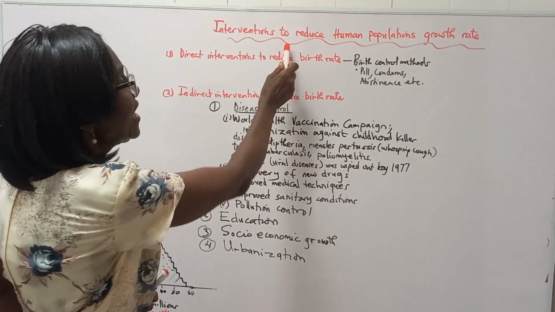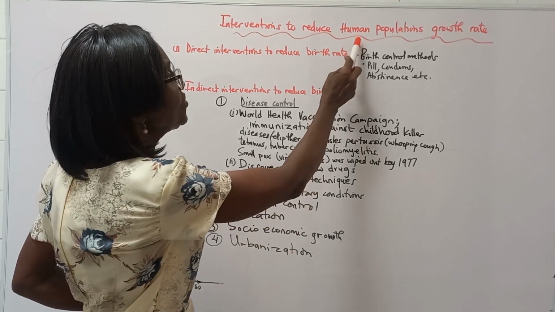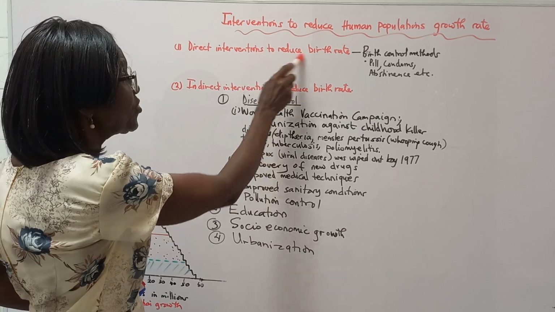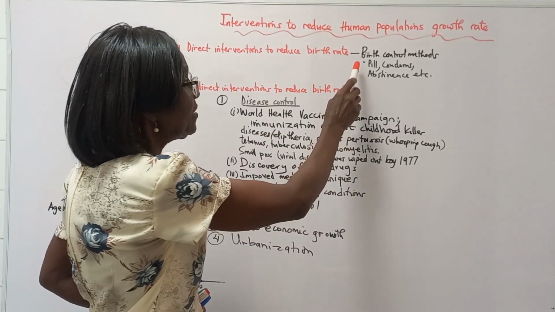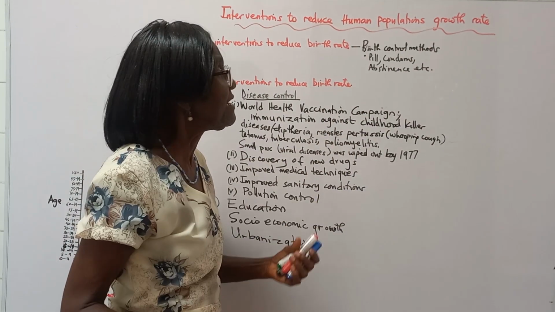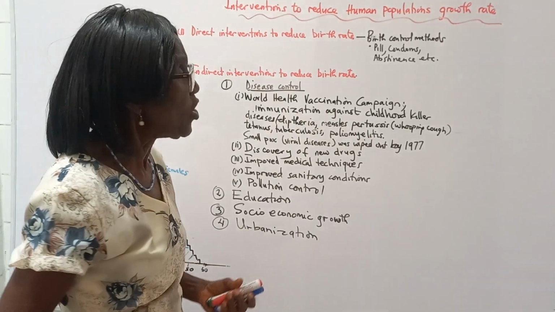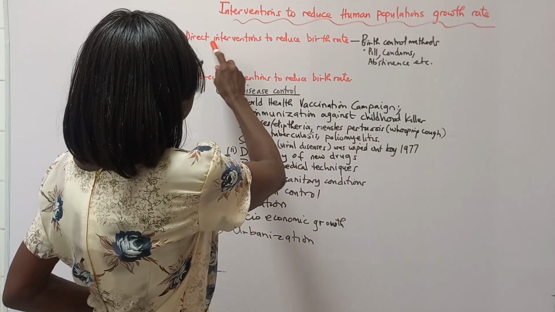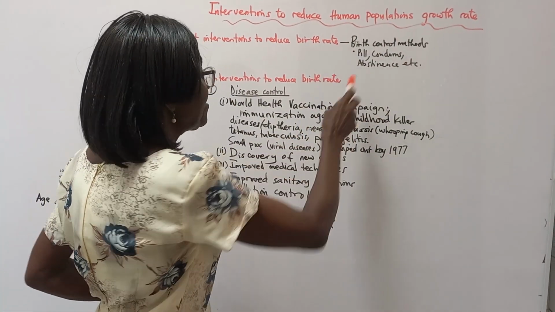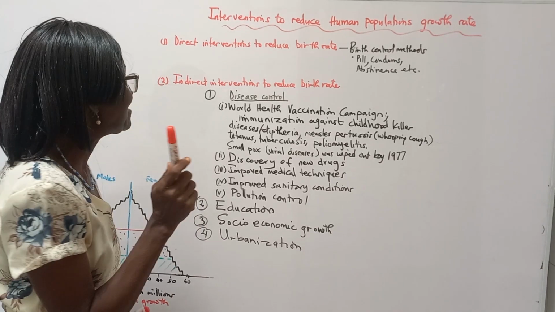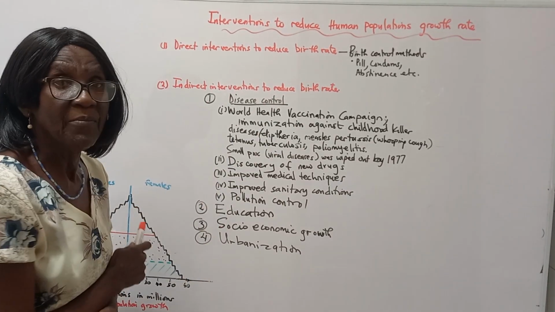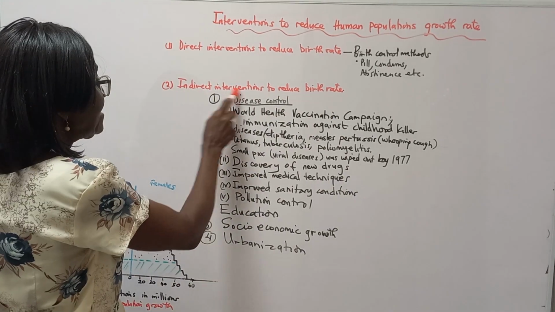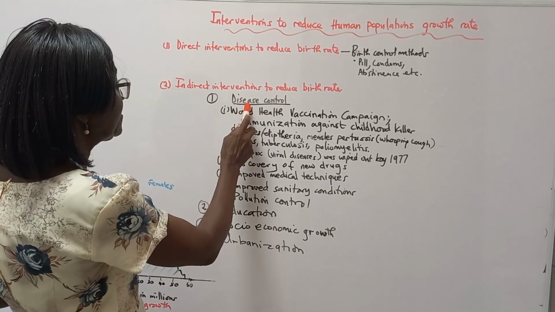So we now want to look at the interventions to reduce human population growth rate. We have direct interventions to reduce birth rate, and you know the methods of abstinence, pills, condoms, and so many birth control methods are the direct interventions to reduce birth rates. But then there are indirect interventions to reduce birth rates, because if you reduce birth rate, you reduce the numbers and the populations go down. The indirect interventions include disease control.